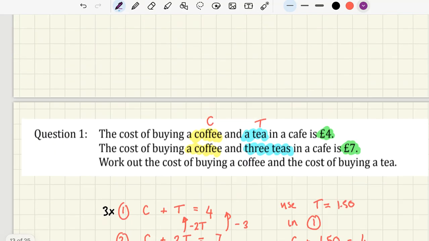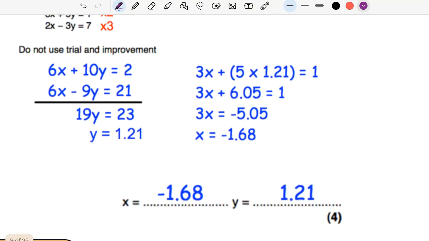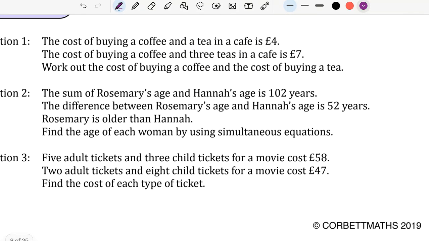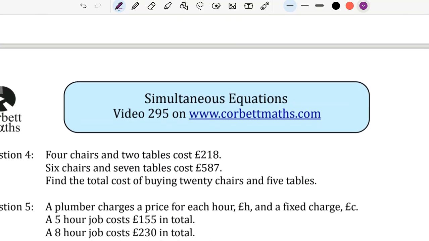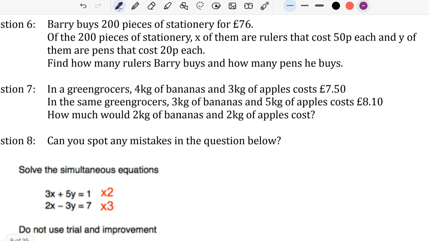Now, over to you then. So you are working on this worksheet. All right, we have just done question 1 and question 2. You've got question 3, 4, 5, 6, 7, 8, probably up to 7 for you to do yourself in your book.